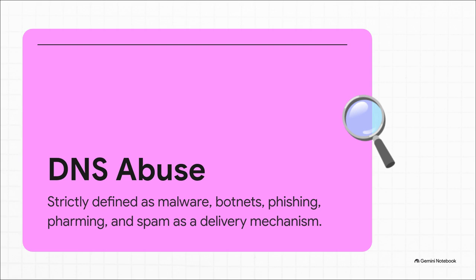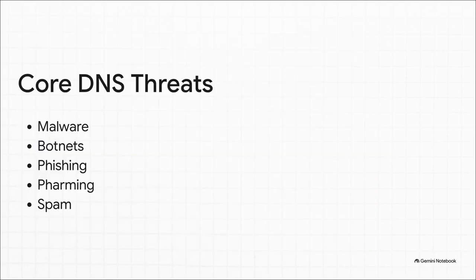For the longest time, defining the exact threats was actually heavily debated. But landmark agreements in April 2024 finally gave us a strict, actionable definition of DNS abuse. It's no longer just some vague operational headache, it is a highly specific policy imperative. So what exactly are we defending against here?